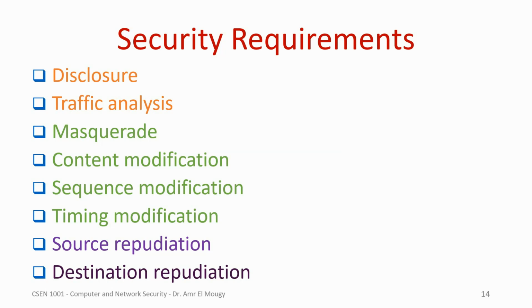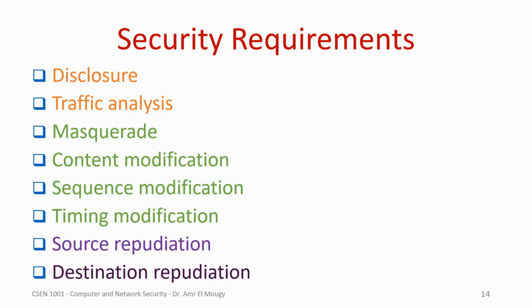Then you have something called masquerade. Masquerade is basically an attacker pretending to be another person in the system to gain access to the system on their behalf. So you send, for example, a username and password on behalf of a user to claim that you are that user so that you gain access as if you are them. Okay? Then you have content modification. Content modification means that you have a message that is sent from sender to the receiver and you manipulate its content. You change some bits from zeros to ones or ones to zeros, for example.